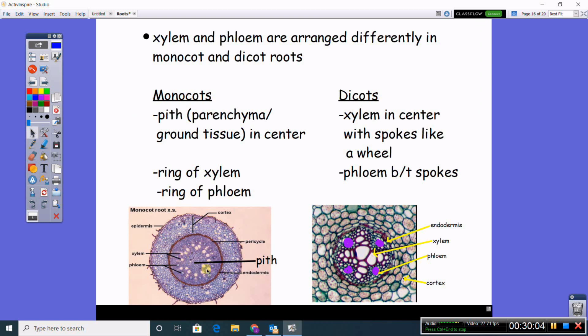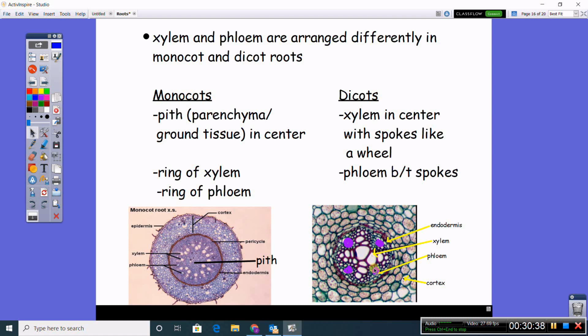And then they're going to have a ring of xylem and then a ring of phloem outside of that. Pretty straightforward. Dicots are a little different. Dicots, if you look at my cursor, xylem is here. It kind of makes like a T or an X. And then the phloem is what I drew in purple here. That's your phloem. So xylem here, phloem are in between the spokes, if you want to think of it that way.